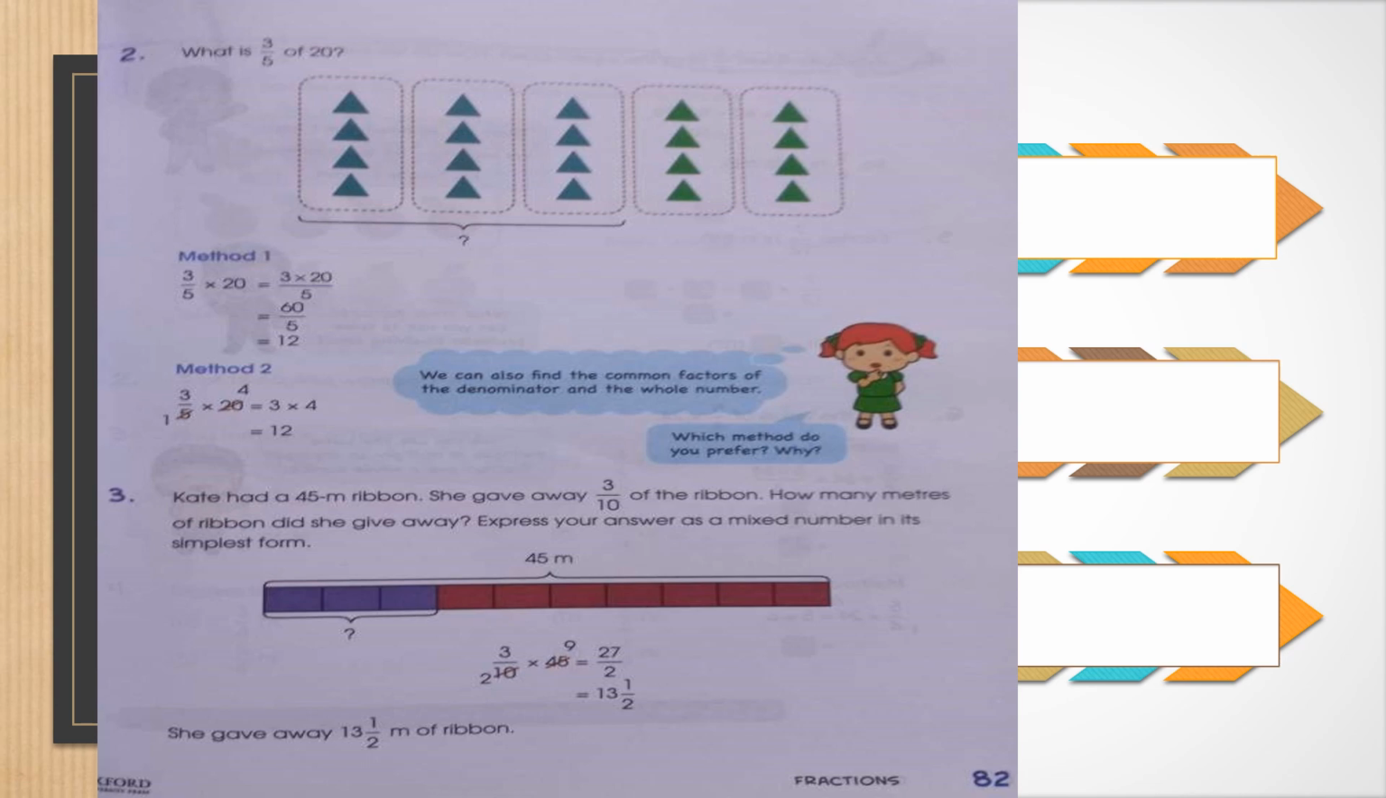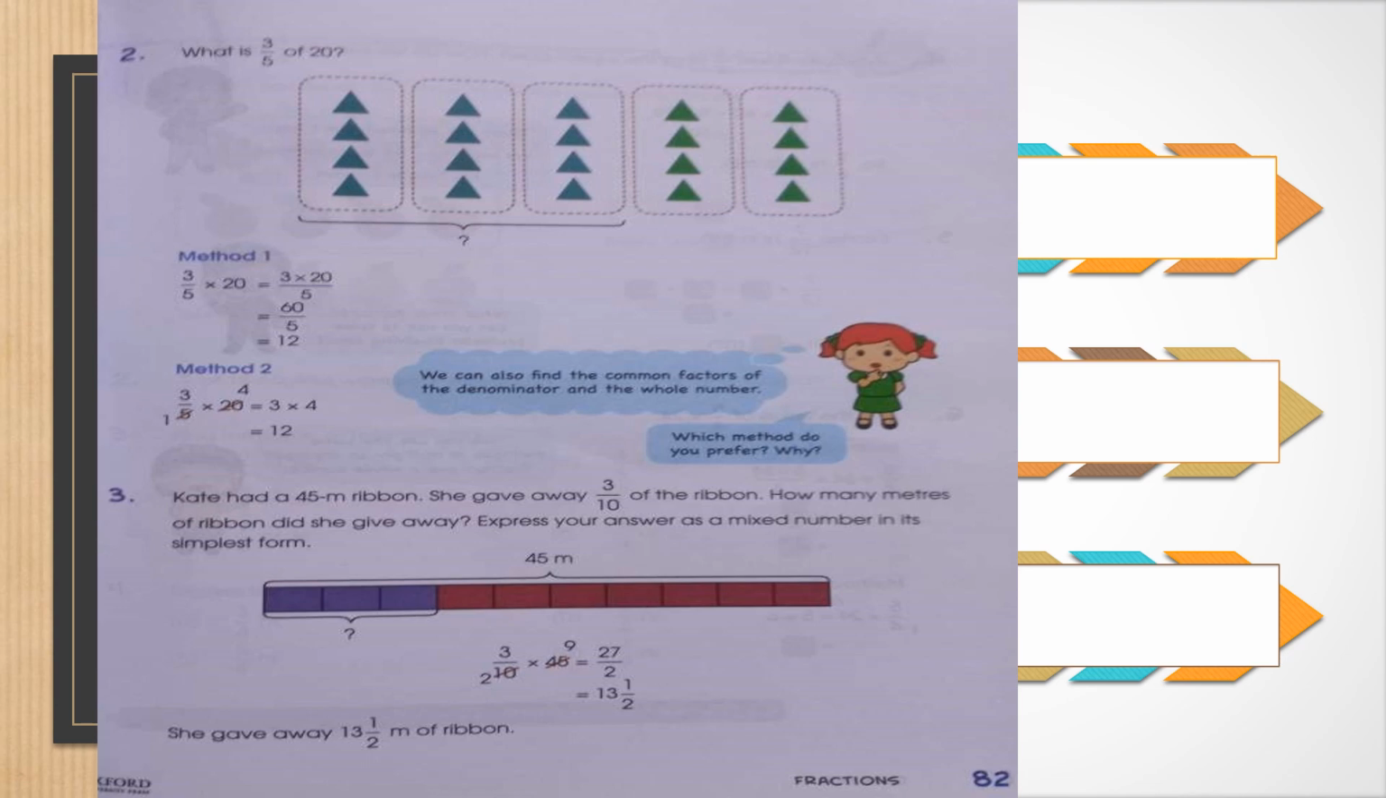Now with method 2, instead of writing it in terms of 3 into 20 over 5, we take it as it is, like 3/5 multiplied by 20, and divide or cancel out 5 and 20 with each other, because 5 is in the denominator and 20 is in the numerator, so we can cancel them. Here, 5 into 1 is 5 and 5 into 4 is 20. Again, we have 3 into 4, which still results in 12, which is the same answer as method 1. So 12 is the 3/5 of 20.